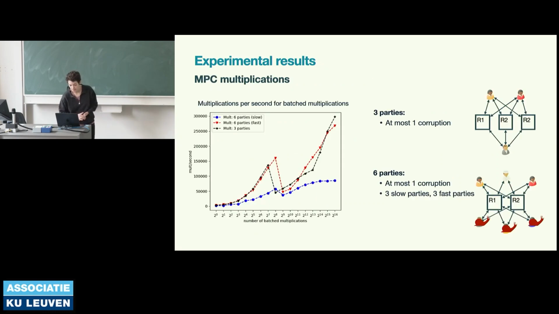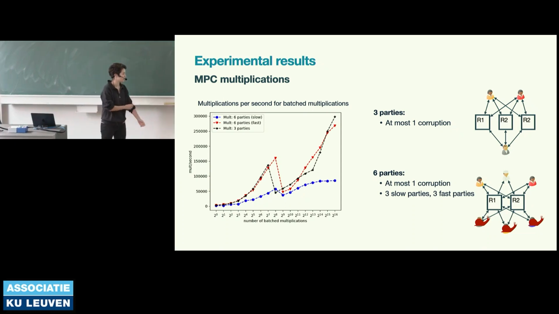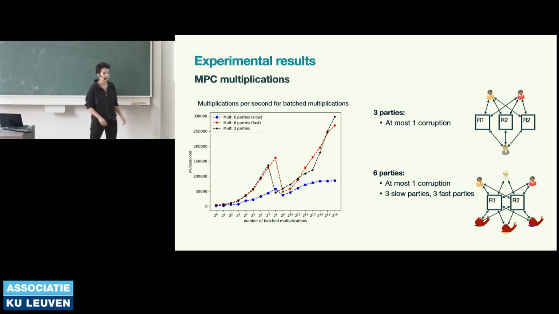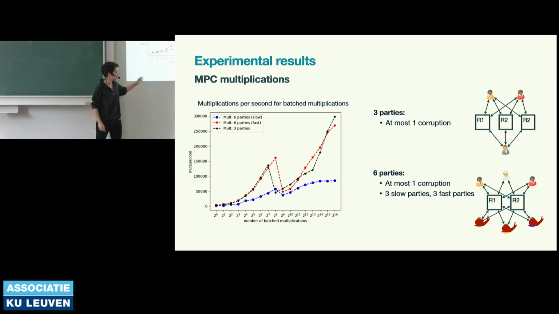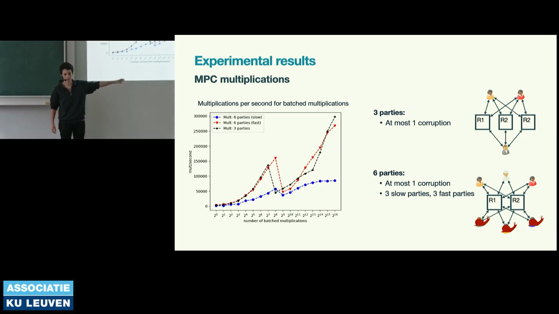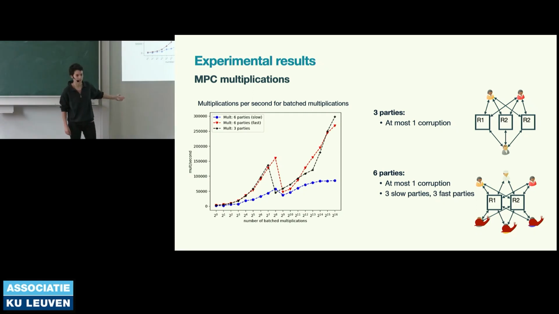Okay, so finally, we also took a look at the MPC protocol itself. We tested the running time for multiplications. The way we did this is that we tried batching an increasing size of multiplications per round, and then we measured the number of multiplications per second that we achieve. And we did this for both a situation with 3 parties and 6 parties.